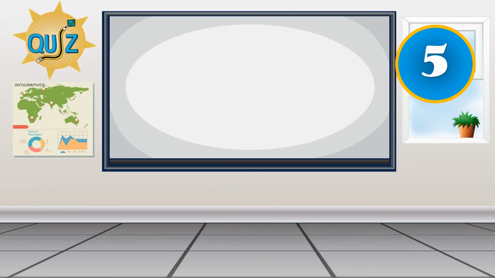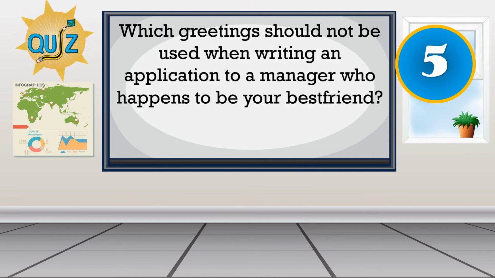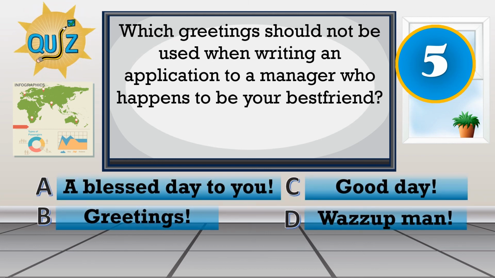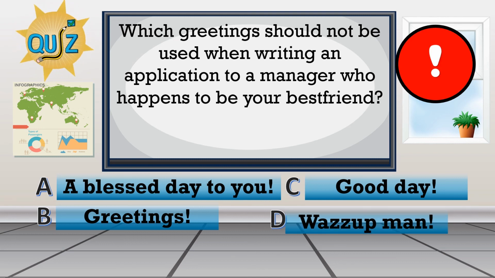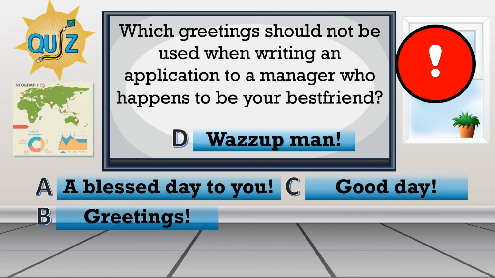And now let's have the last item, number 5. Which greetings should not be used when writing an application to a manager who happens to be your best friend? Is it A. Blessed day to you, B. Greetings, C. Good day, D. What's up, man? Write your answer in 5, 4, 3, 2, 1. And the correct answer is, of course, letter D. What's up, man? You should always be formal, even if the manager is your best friend.